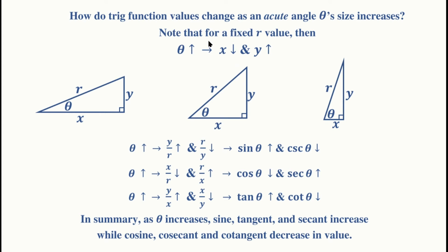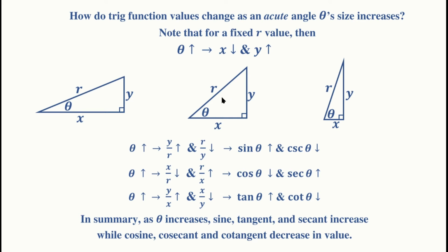Next, we want to take a look at how the trig function values change as an acute angle theta, for example, here changes in size, right? And it actually becomes larger. So notice here we have theta, and this is a scenario where you can see the x value and the y value and the r value, right? Notice what happens if we keep r fixed, right? You don't change the value of r. In other words, this length stays the same. And we start just dragging this up so that the angle becomes larger, right?